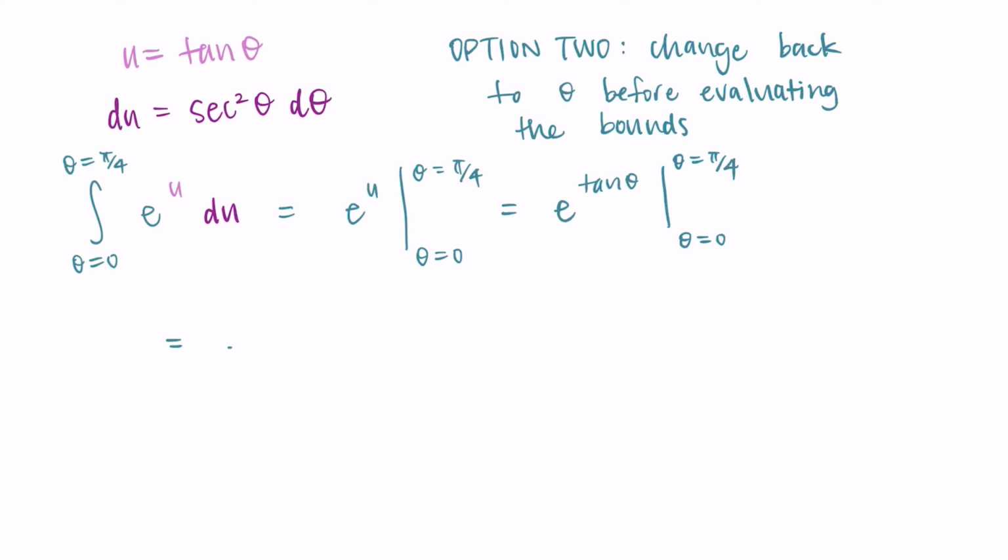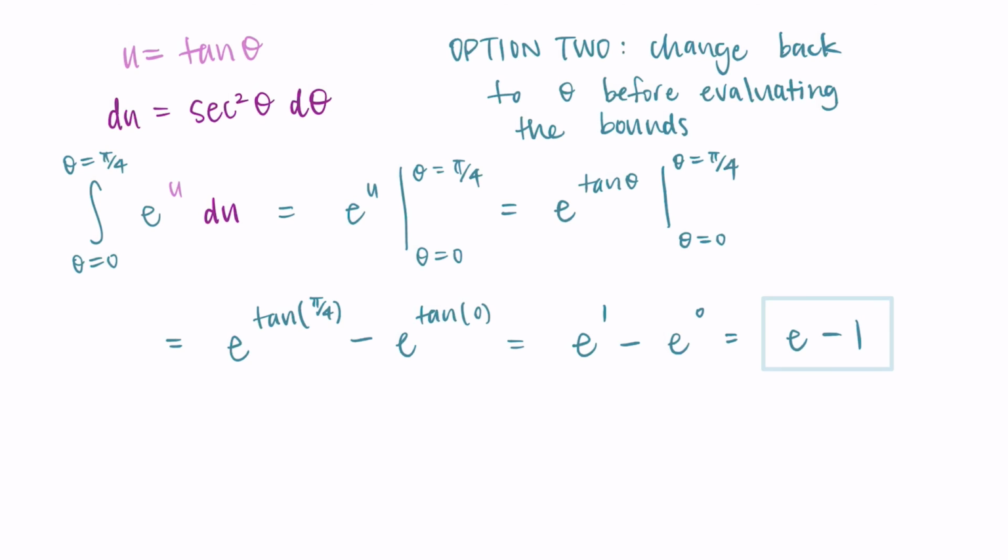So I substitute in pi over 4 for theta. I subtract off what happens when I substitute in 0 for theta. So here I now am back to the original sort of thetas that I started with. I'm not in terms of u anymore, I've gotten back in terms of theta. So I still have to know that tangent of pi over 4 is 1 and that tangent of 0 is 0, but I'm getting e to the 1 minus e to the 0, which is just e minus 1. Okay, so we get the same answer.